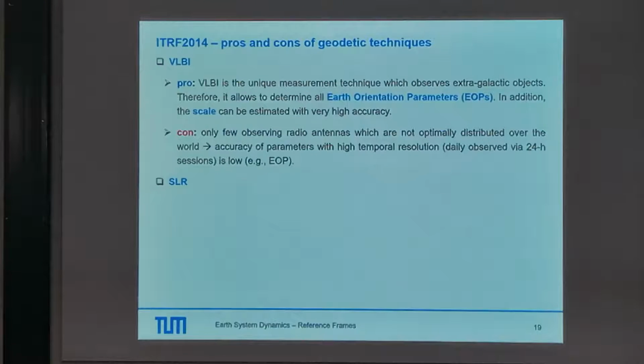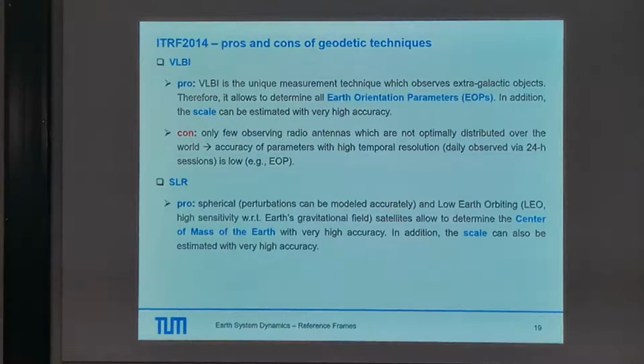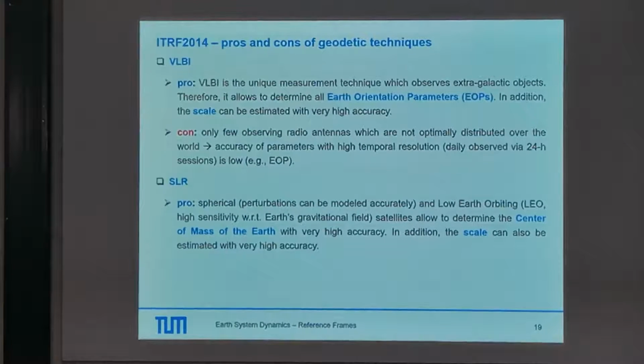Any idea? What kind of satellites do we use within satellite laser ranging? You saw it on the picture before. For the SLR observations entering the TRF computation, we use spherical satellites, these cannonball-like satellites which are orbiting the Earth. For these satellites, the perturbations can be really accurately modeled, and that's why SLR is used for the origin definition and realization and for the scale realization.